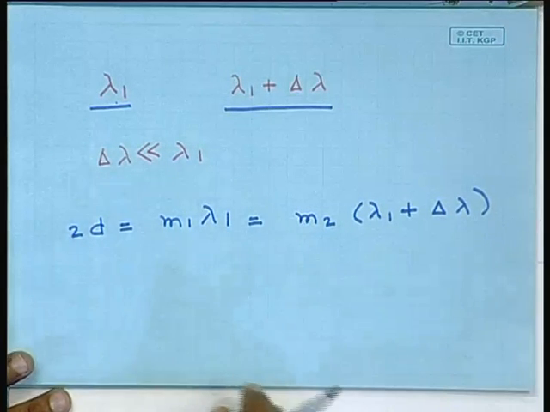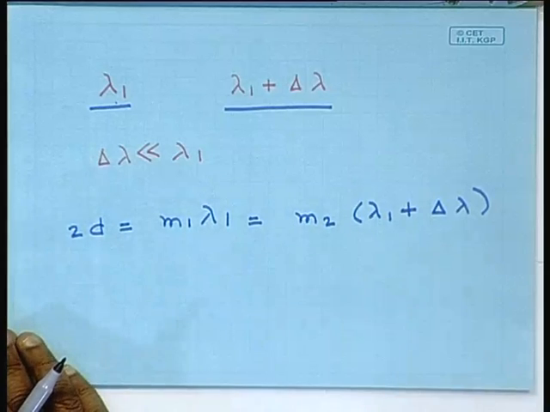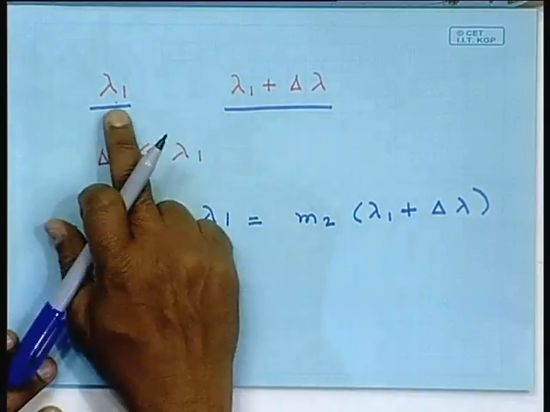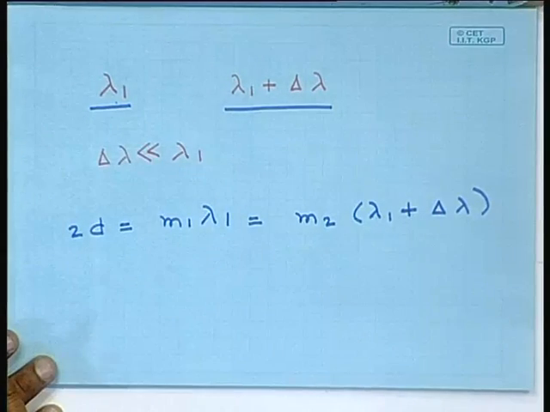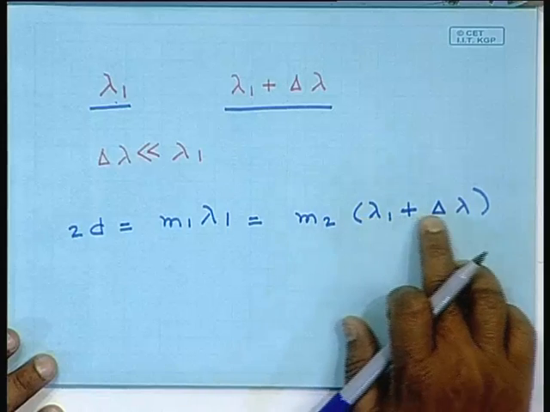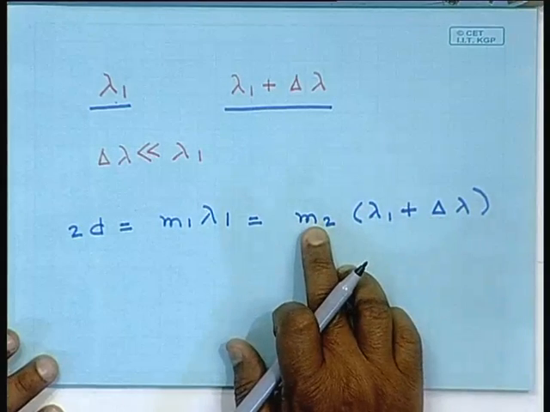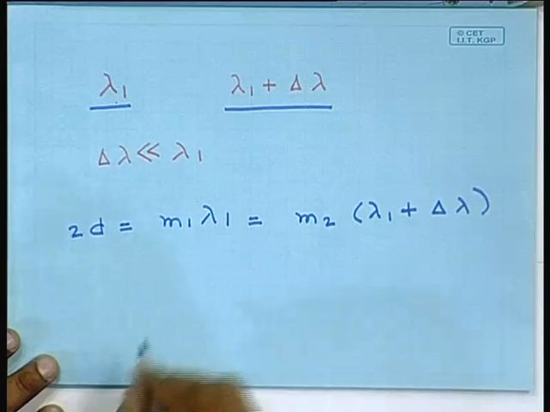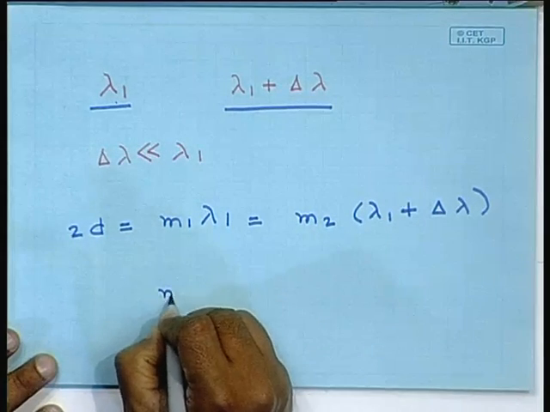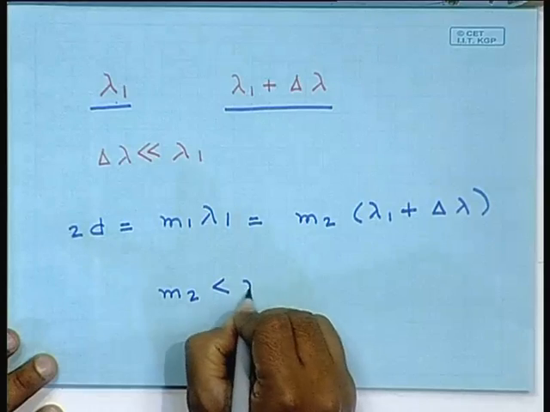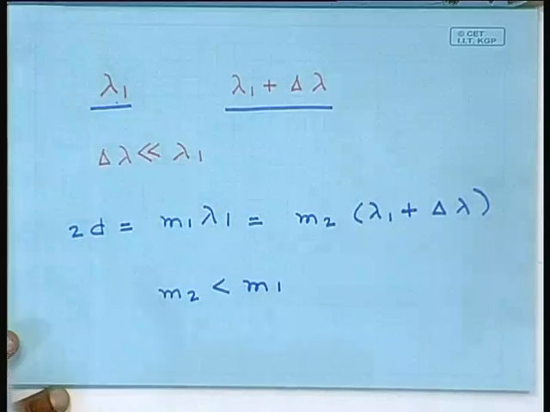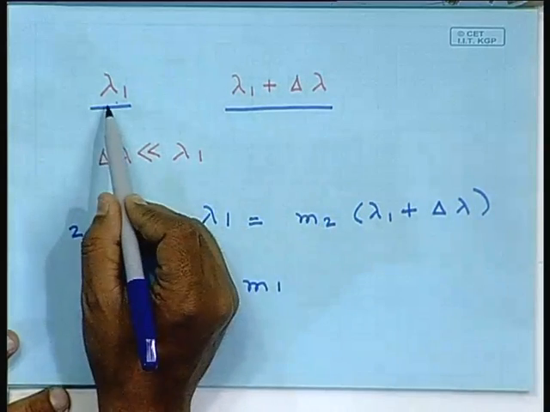And if this condition is satisfied, we could also ask which is the larger order, the order of this fringe or this fringe? Since this wavelength is larger, the order of this fringe has to be smaller, because the product of the order and the wavelength is the same. So, from here we can also see that if this condition is satisfied, m2 should be less than m1. So, both these wavelengths have a dark spot at the center. This is of a lower order, this is of a higher order.